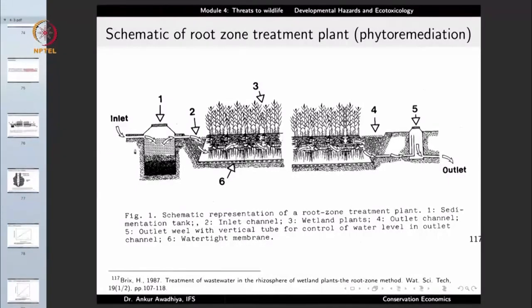Now, in this case, the wastewater that is coming from the municipal facility is put into a sedimentation tank, so that a majority gets sedimented, and the water that comes out is passed through a bed of wetland plants. And after this water has passed through the root zone of these plants, it is then put out into an outlet. Now what happens in this root zone?